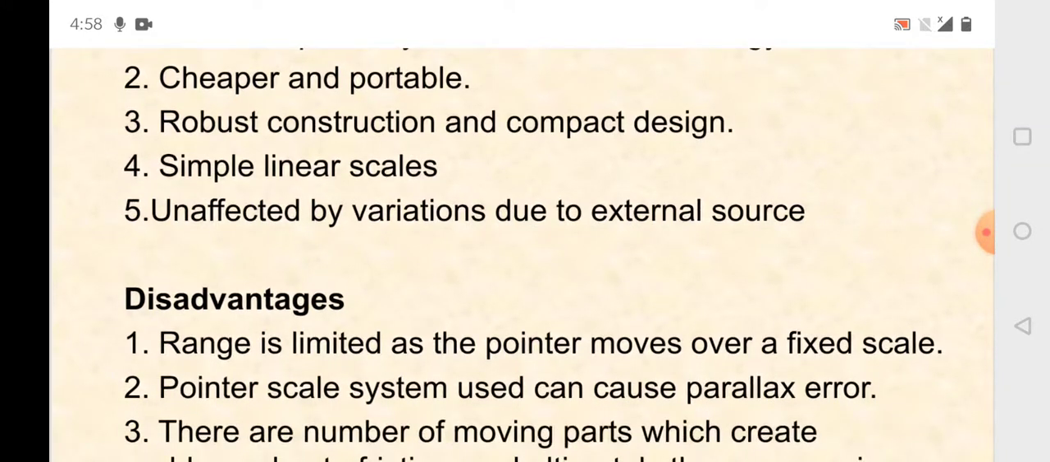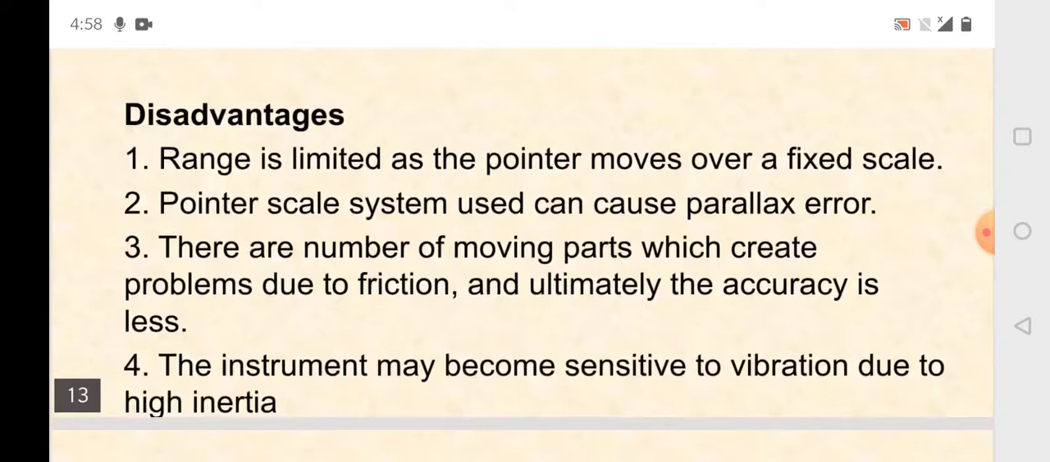Simple linear scale, so that the pointer moves along a dial, and where we can see the variation in the readings. So it is unaffected by variations due to external source. The range is limited here because this scale is limited. This scale is fixed, and the pointer moves over that fixed scale. So that's why the range is limited here.